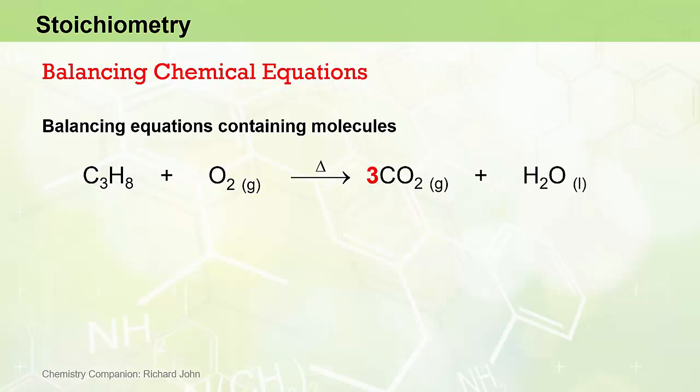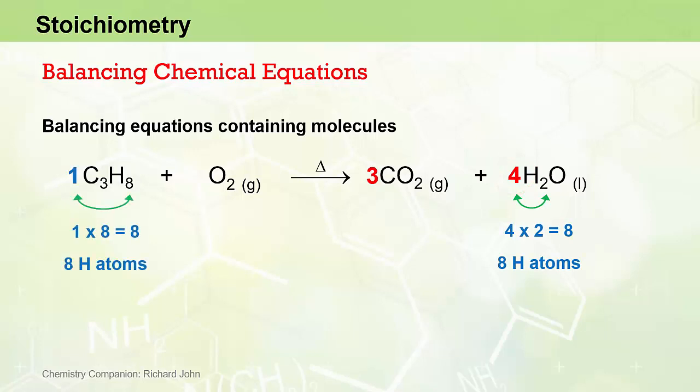The next element I'm going to balance is hydrogen. Remember, we're leaving oxygen till last. I've got 8 hydrogen atoms on the left-hand side and I've got 2 hydrogen atoms on the right-hand side. So to balance the hydrogen atoms, I will place a big 4 in front of the water, which gives me 4 times 2 or 8 hydrogen atoms on the right-hand side, which balances the 1 times 8 hydrogen atoms on the left-hand side.